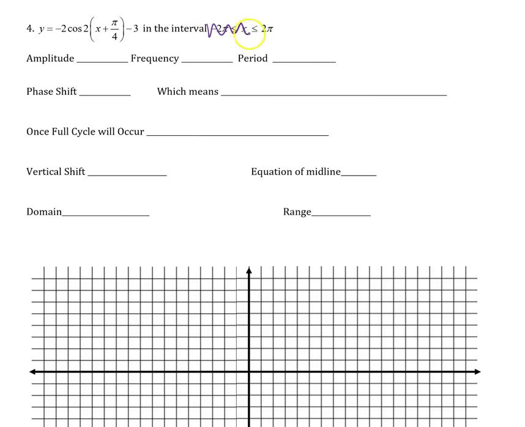And I'm going to graph one cycle of this. So let's first answer some questions about it. The amplitude is 2, and the frequency is 2, which means the period, which is 2 pi divided by 2, is pi. So if I want to see one cycle of this, it'll be over pi units.